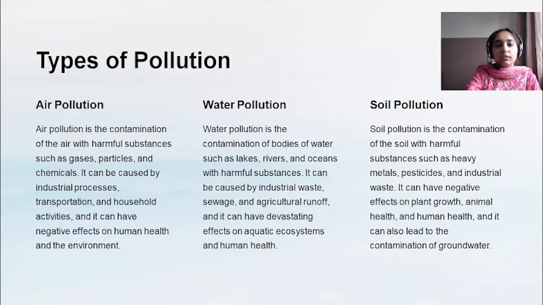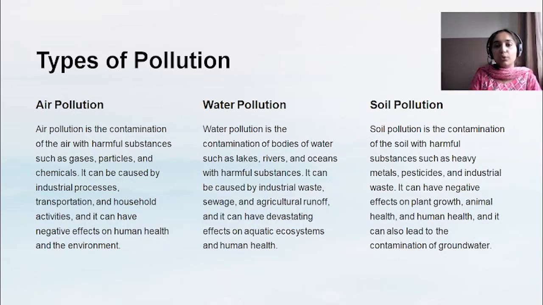When all the contaminations are done in the air through particles such as gases or chemicals, then it will be termed as air pollution. The major causes of air pollution can be industrial process, transportation, and household activities. And it can be controllable by doing some preventive measures that we have already discussed.